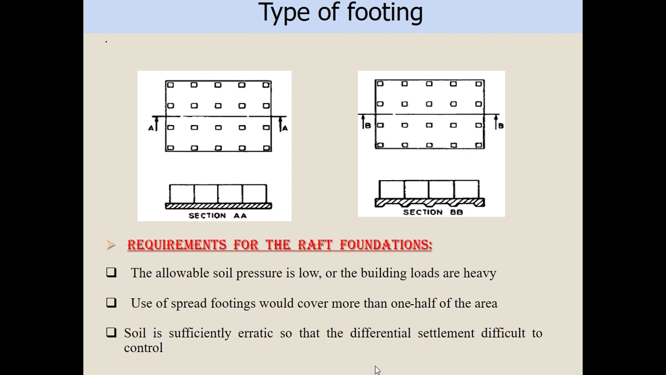Also when the soil is sufficiently erratic so that differential settlement is difficult to control. Because if you have a construction area of, for example, 100 meters times 20 meters, if you want to construct a school building, the settlement from one point to another is different, even though the distance is only 1 meter or 2 meters. Because the properties of soil are different, the settlement is also different. So to avoid the difference of settlement, we use the mat footing.